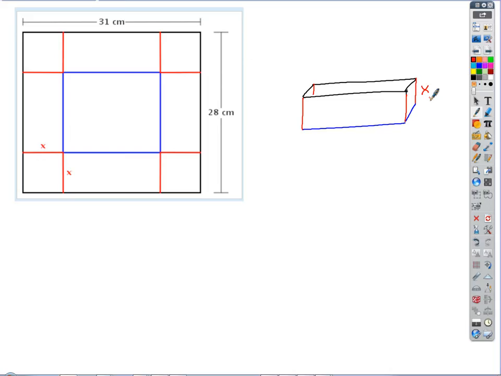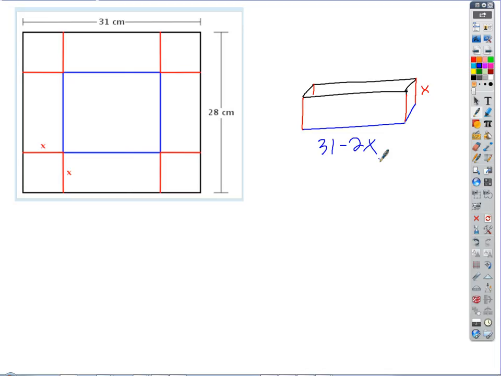Minus 2x. Yeah. We start off with 31, and when we fold up the flaps on the ends, that means we're going to be subtracting x from the overall length twice, right? One for each end. Everybody see that? So we end up here with 31 minus 2x is the length of the base of the box, isn't it?